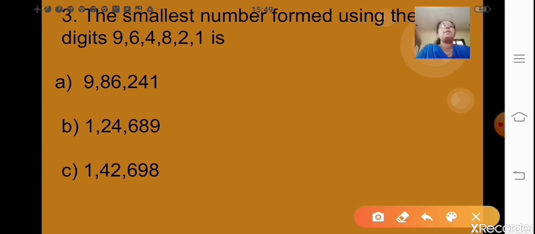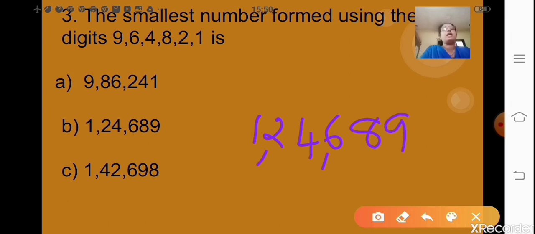The smallest number formed using the digits. Now how to form the smallest number? You'll go from small number to big number. So when you have to solve it in your book, how will you solve? You'll write the number 1 first, which is small, then 2, then 4, then 6, 8 and then 9. Now place the commas.